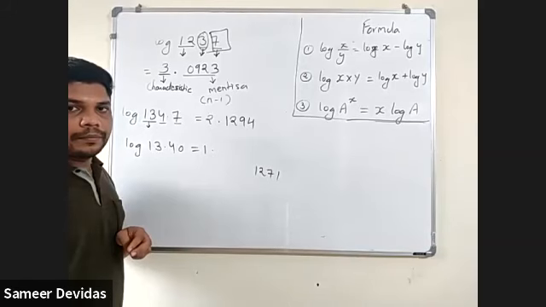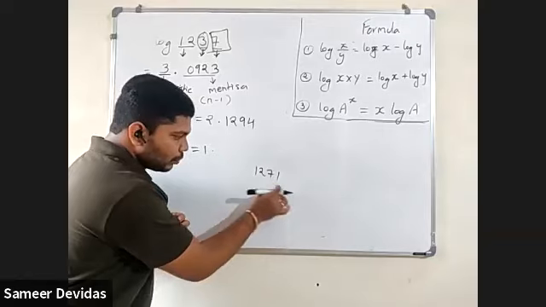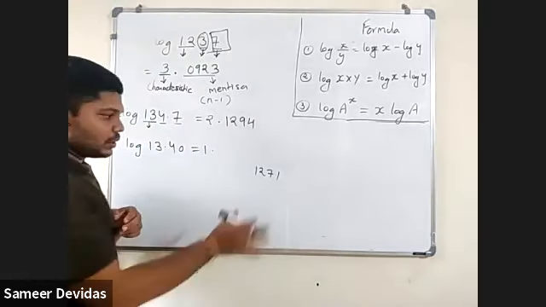Clear? Yes, sir. If it is not there, you are not considering that. You are not going to add anything in this. So this is your final answer. So it is 1271.